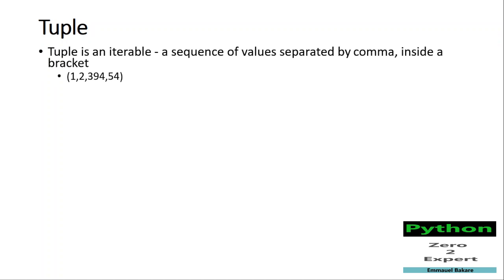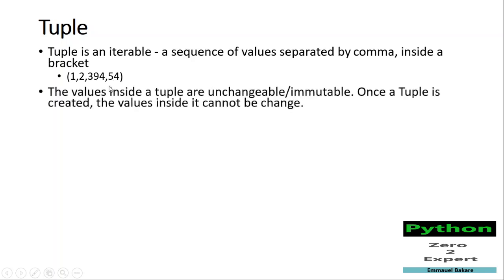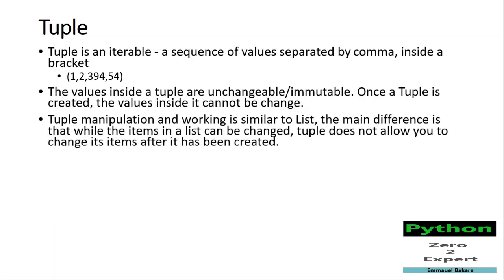We'll be talking about tuple. A tuple is an iterable, a sequence of values separated by commas inside a bracket. As you can see in this example, we have a tuple of numbers 1, 2, 3, 9, 4, and 50. This is a tuple. The values inside a tuple are unchangeable, immutable. Once a tuple is created, the values inside it cannot be changed.